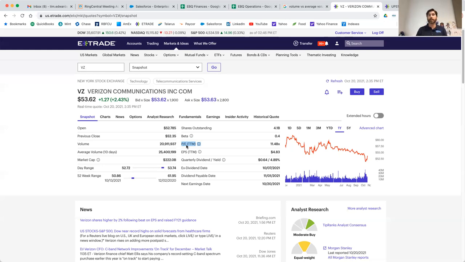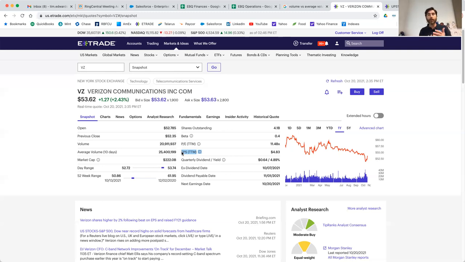P/E is huge. If you're making an investment, you need to understand the P/E, because the P/E in essence shows you the value of the stock to the earnings of the stock, which is called the earnings per share, the EPS. This is how much profit each share generated last year, for every share of 4.1 billion shares? $4.83. So if you own one share of Verizon, you in essence earned $4.83 in profits.